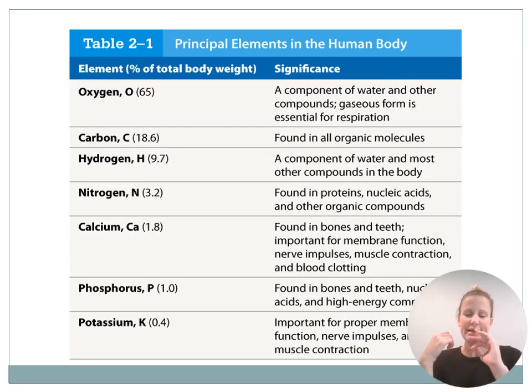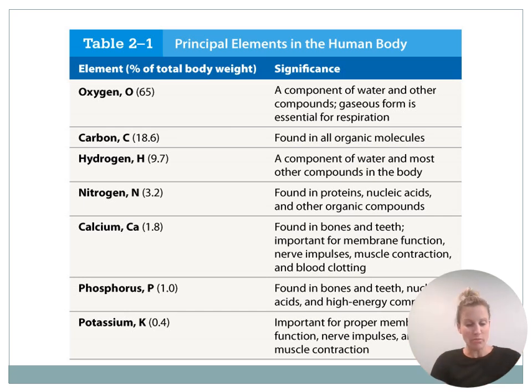This slide and the next slide are just showing you different elements that are present in the human body. The periodic table of the elements is pretty expansive. Most elements are not found in the human body. The human body has a few core elements that make up most of our components. So oxygen, carbon, hydrogen, and nitrogen make up most of the human body.